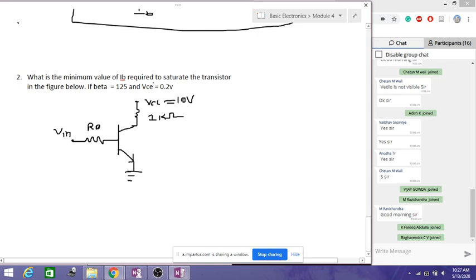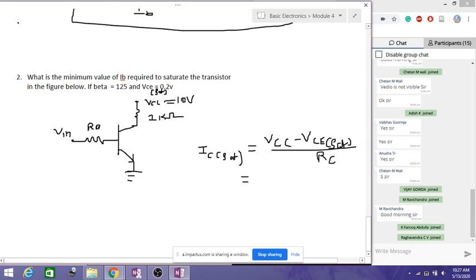Beta is given, so what is the minimum value of IB? We will first look into the saturation region here. What is given here is VCE saturation, which means when the transistor enters into the saturation region, it has 0.2 volts. Then we will calculate the IC saturation value first. We will not use VCC by RC in this case, because that is a simplified version. Here since the VCE value is given, we have to use that. So now it is VCC minus VCE saturation by RC.